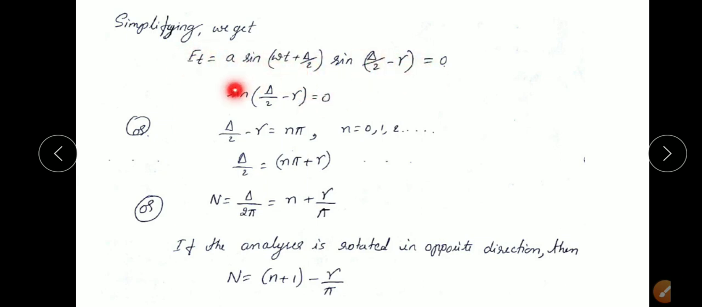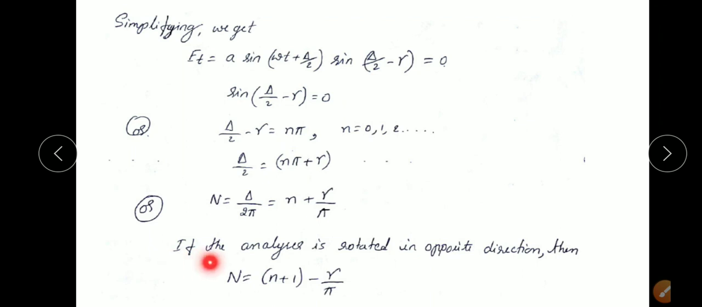So if you want to make extinction, what are the things you have to consider? You can see the term δ/2 − γ: if it is equal to 0, then the whole term is equal to 0, and you can achieve extinction. Similarly, if you consider δ/2 − γ equal to nπ, for some n values, you substitute here and get δ/2 equal to nπ plus γ. So in both ways you are going to get the extinction here.